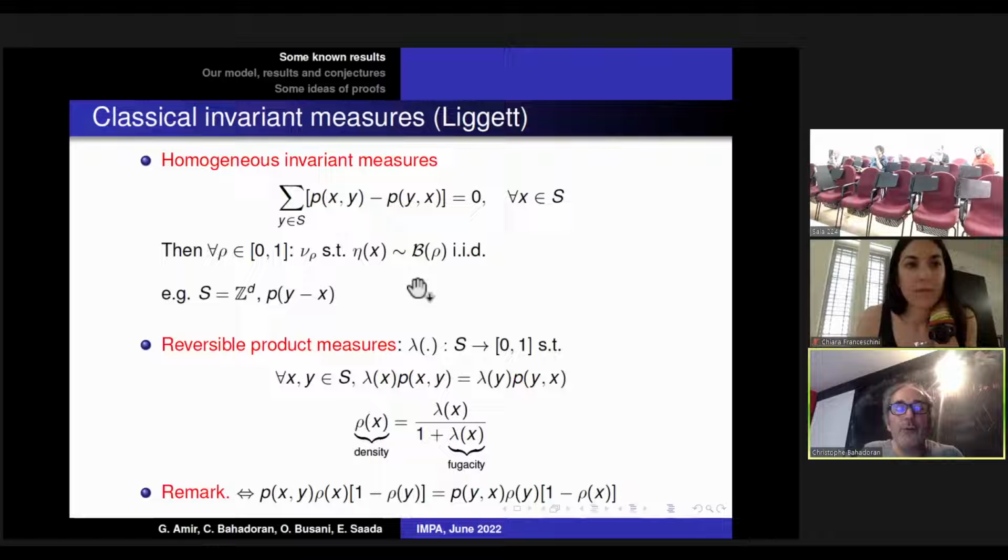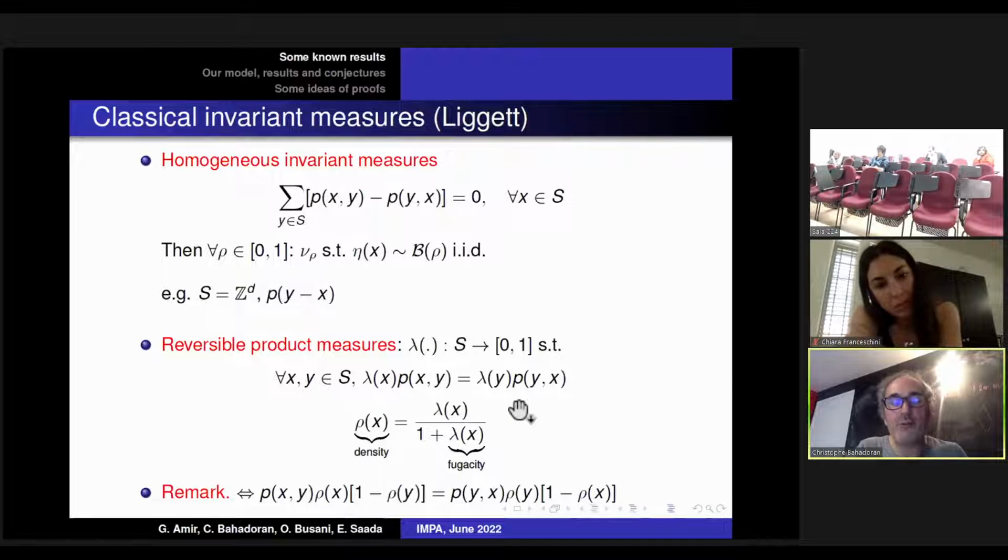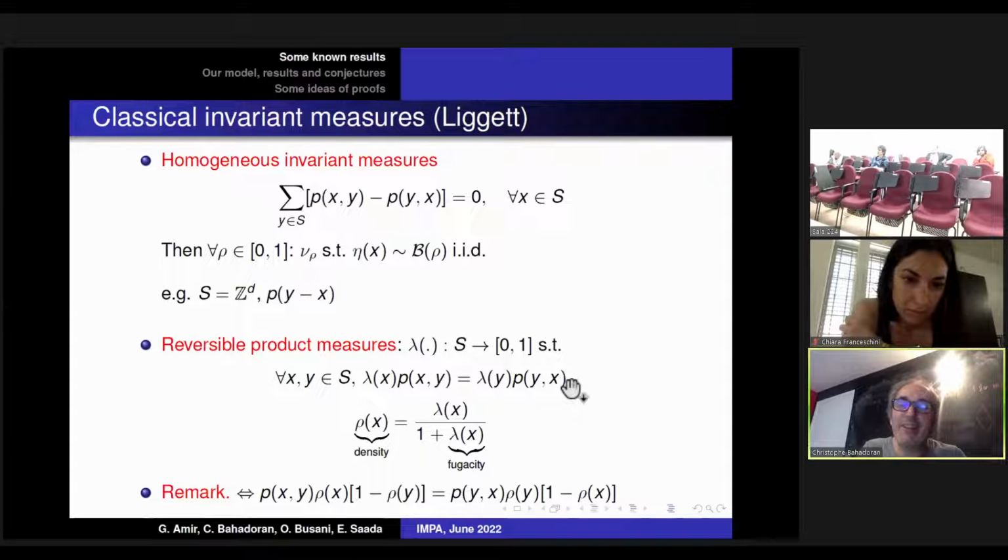the existence of product measures which are reversible, and you can find such measures if your kernel has itself a positive reversible measure, which is denoted by lambda. If you have such a lambda, from this lambda you can construct a density profile. Lambda, in fact, is interpreted as the fugacity. If you set rho equals lambda over 1 plus lambda, and take the product measure which has a parameter rho of x at each site x, then this will give you a reversible measure for this model. One remark is that, in fact, this is the classical way this is stated in Liggett's book.